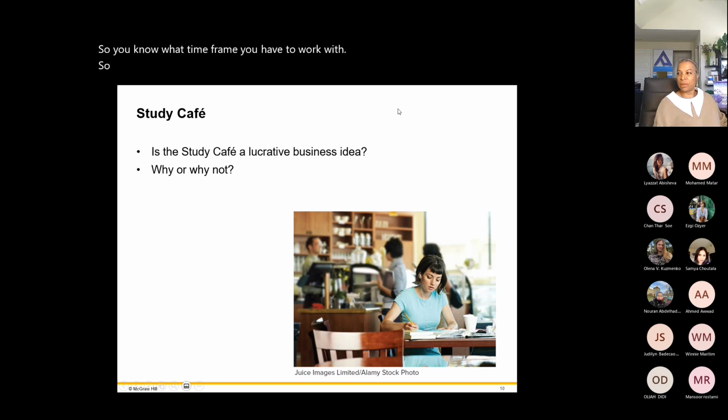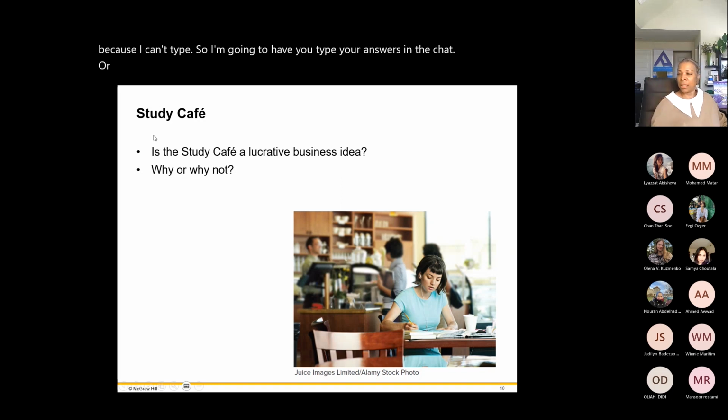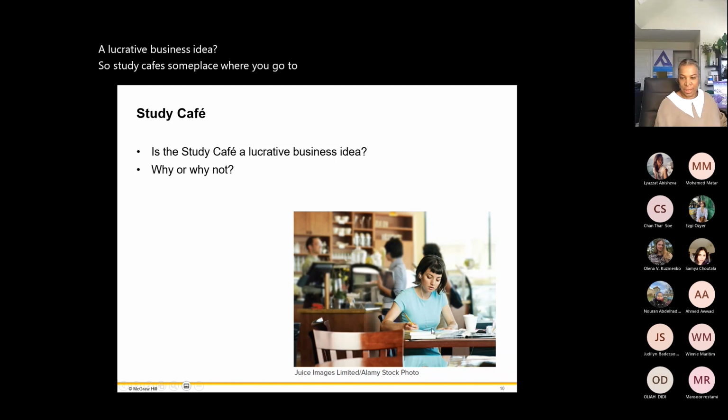So, question, time for some interaction. And this time I can't do a word cloud because I can't type. So I'm going to have you type your answers in the chat. Or, raise your hand and come off mute and respond to this question. The question is a study cafe a lucrative business idea? So study cafe is someplace where you go to study. You can see this young lady is studying for her MBA. She's got her beverage, she's got her earpods, and she's going at it.